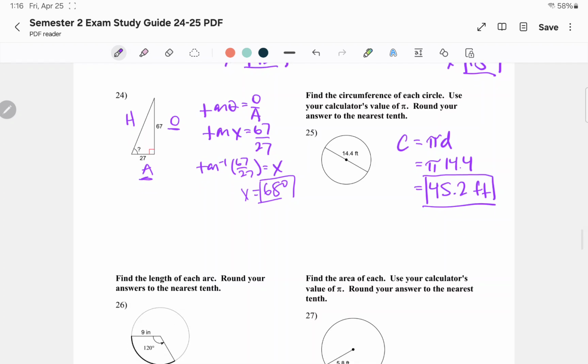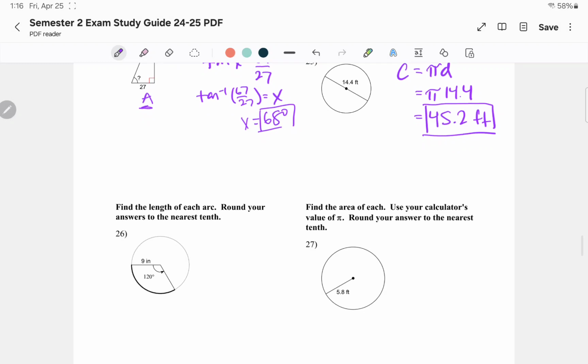All right, now it's arc length. So another formula. Our arc length formula is going to be 2 pi r, and that's going to be theta over 360. Because they're always going to give us the radius, we have to use this 2 pi r. We're going to bring down 2 and pi. The radius is 9, and theta is 120. We know the theta because it has a little degree symbol, and we know the radius has units on it.